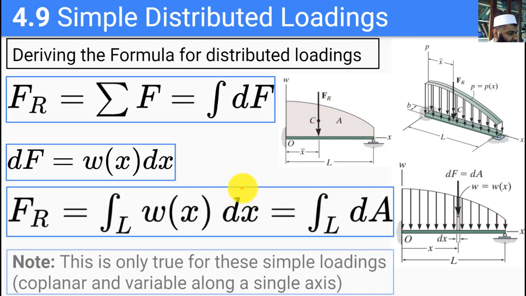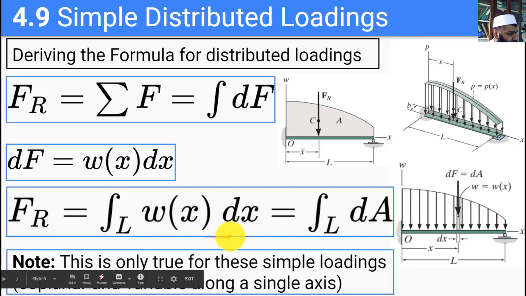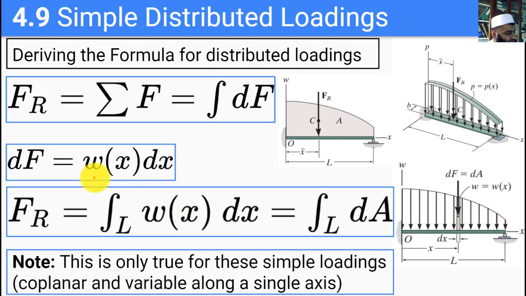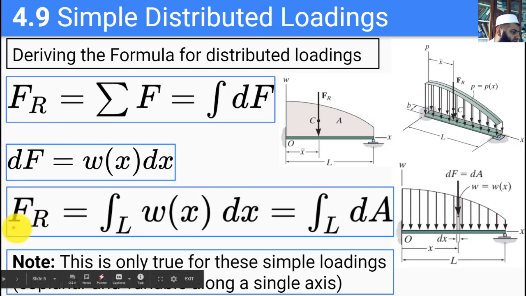Okay, and again, just to reiterate, this form for the resultant force is only true when, first of all, we have our distributed load only depending on one of the axes, and secondly, we want all the forces to be coplanar and we want all the forces to be parallel. Okay, so once those conditions are true, then this form for the resultant force is correct.